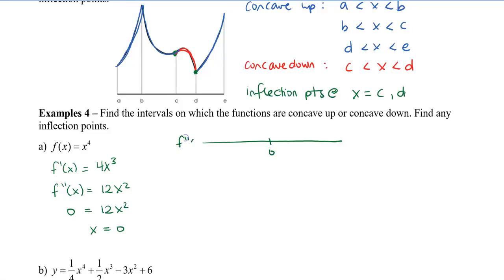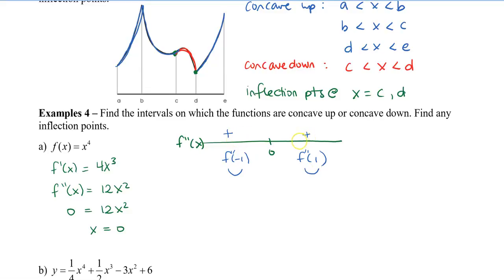I'm going to put f double prime of x here to remind myself that I need to find numbers and then plug it into f double prime. All right, so I'm going to pick -1, and then I'll pick 1. So I'm going to put -1 into my second derivative. When I square, I see it's going to be positive. When I put 1 and I square it, we see that's going to be positive as well. So both of these will be positive.